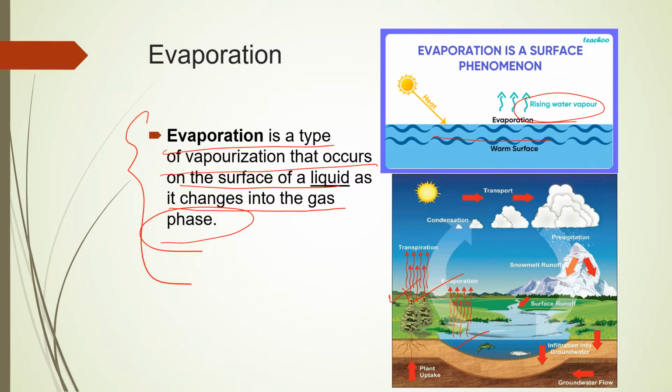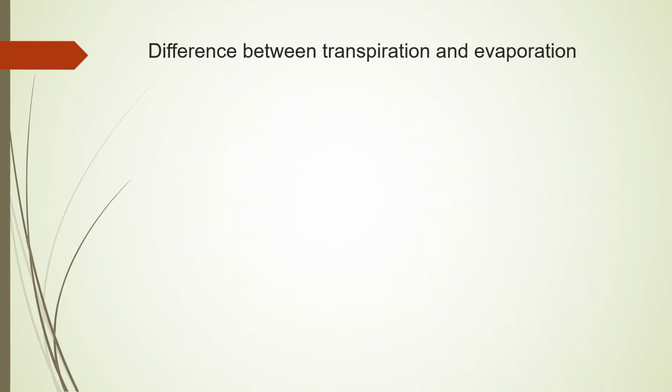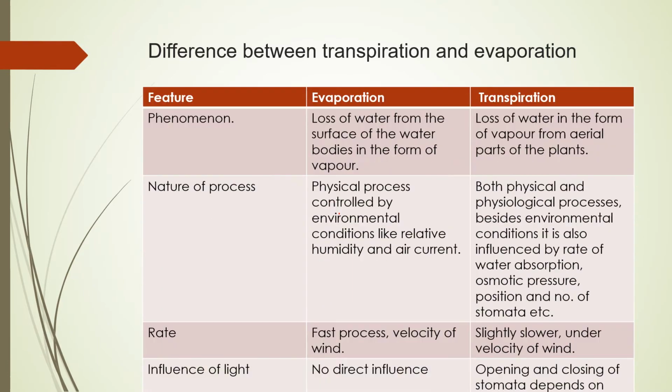But evaporation is a type of vaporization that is occurring from the surface of the liquid and changing it into a gaseous phase. Now let us see the difference between evaporation and transpiration. Now here comes the difference between transpiration and evaporation.